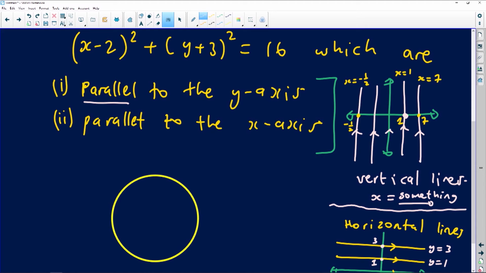All right, now what's the story? The coordinates of the center of the circle: if that is x minus 2, I know the x coordinate is going to be plus 2. If that is y plus 3, I know the y coordinate is going to be minus 3. They're always opposite signs to what you're looking at. And the radius is obviously going to be the square root of 16, which means it's going to be 4.